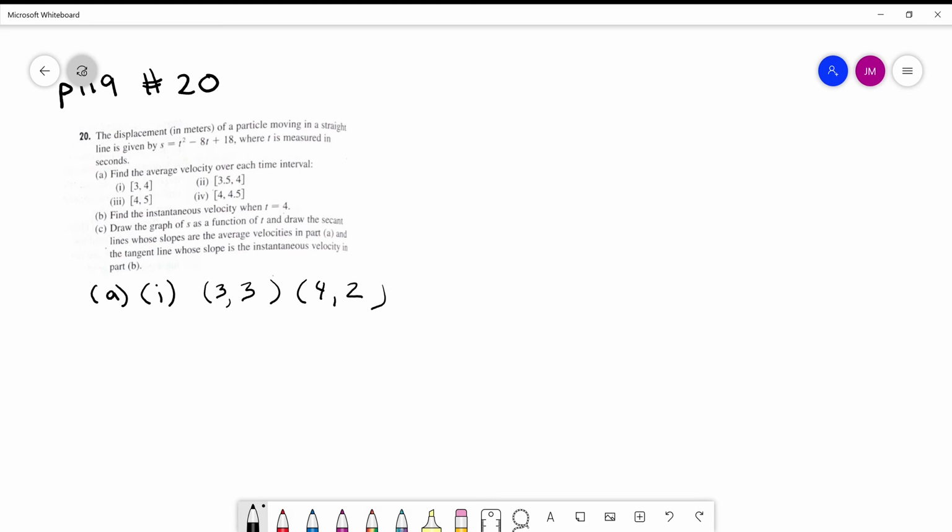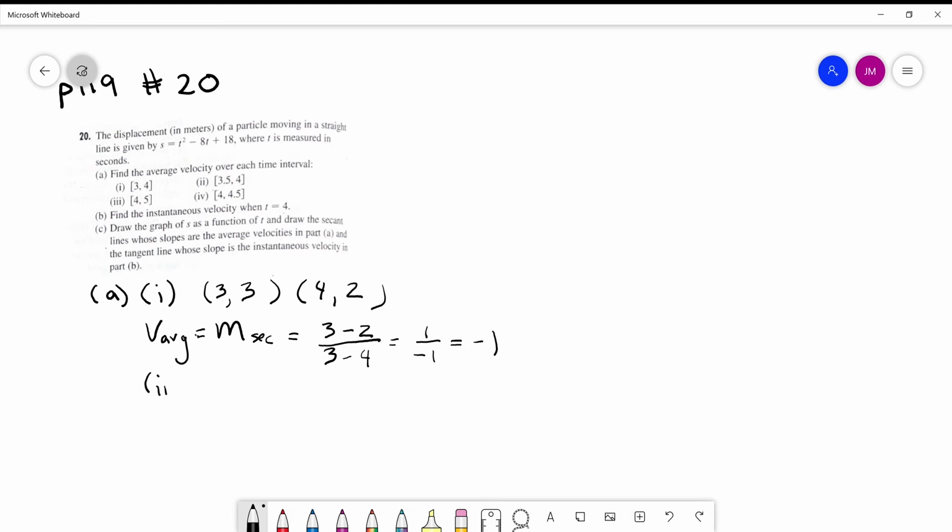So an average velocity is the fancy name for the slope of the secant line, which is just an old-fashioned slope. So we're going to subtract y minus y over x minus x. I'm going to go left minus right. So 3 minus 2 over 3 minus 4. So that is 1 over negative 1, or negative 1 for our first average velocity.